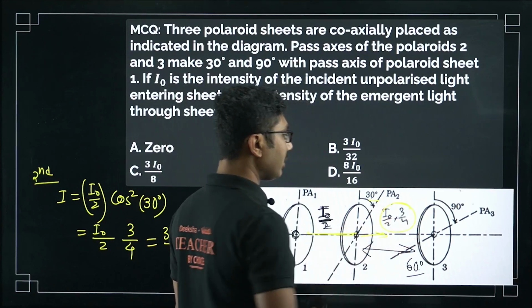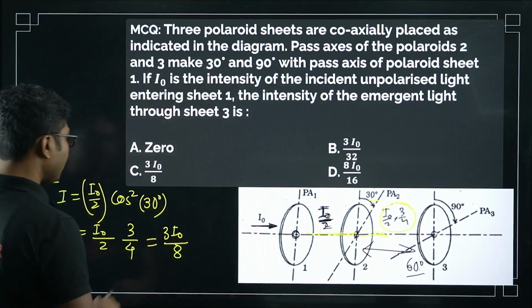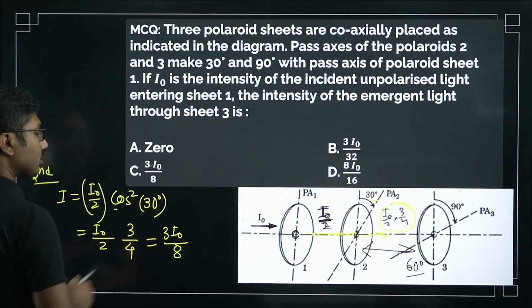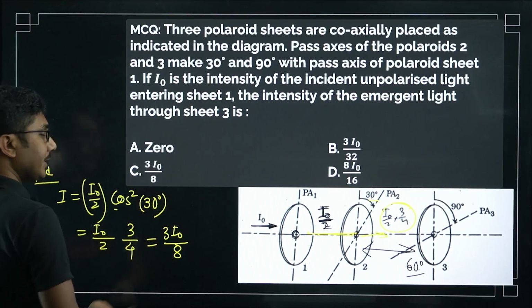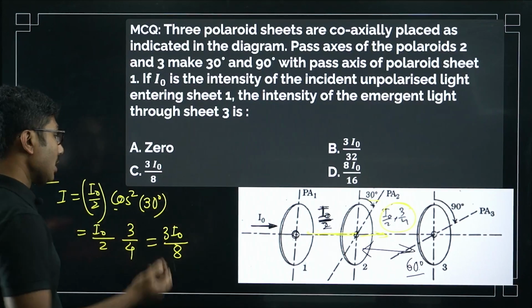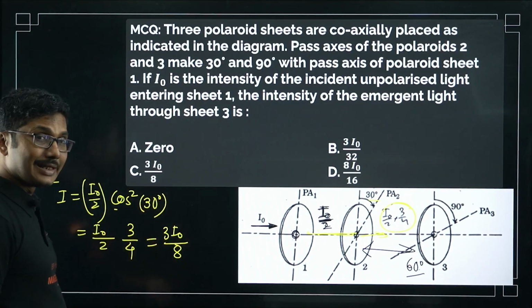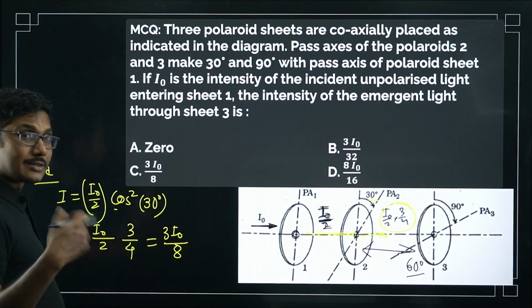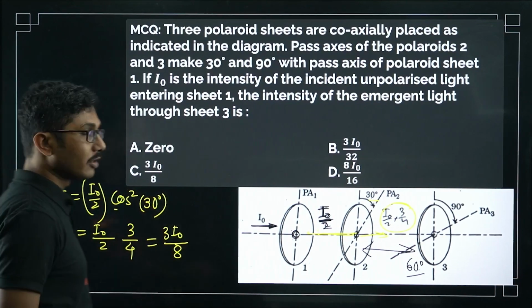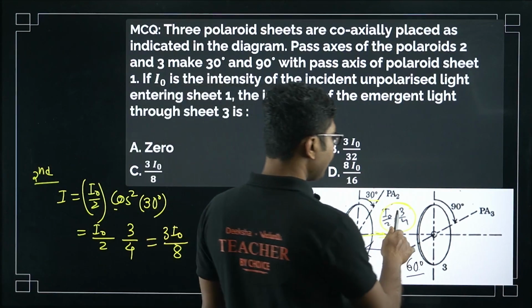So the student has already done that: I0 by 2 times 3 by 4. Why 3 by 4? Because it is cos square 30 degrees. Cos square 30 degrees means root 3 by 2 whole square. So be careful, root 3 squared is 3, divided by 2 squared which is 4. So it will be 3 I0 by 8.